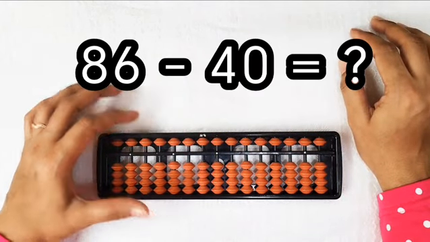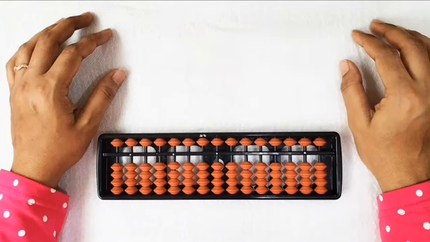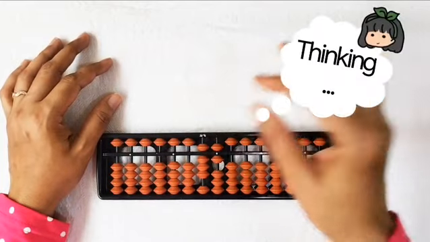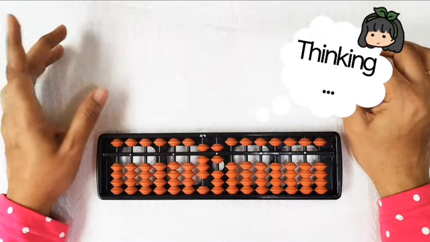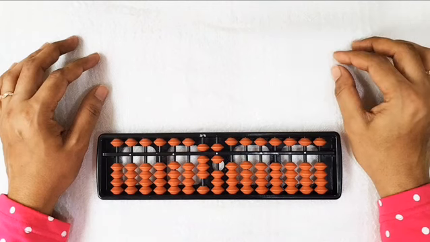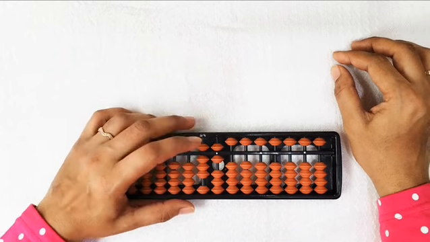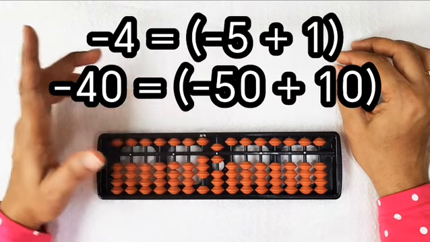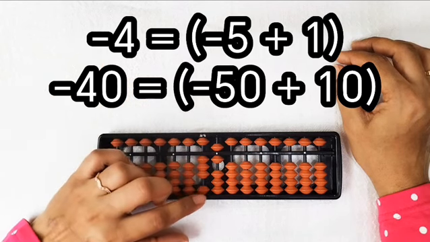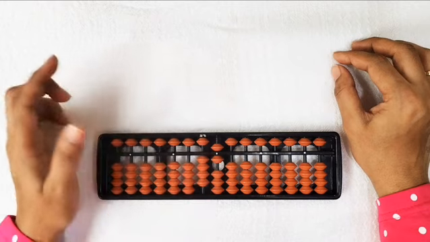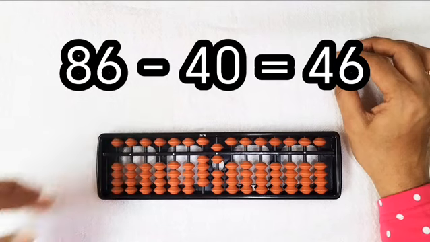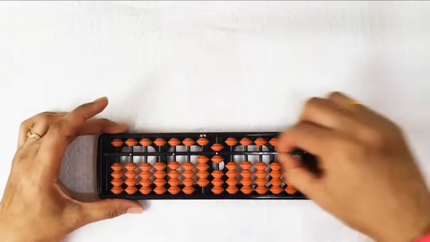86 less 40. 86. First place the number 86. Less 40. How will I do this? Okay. Less the boss 5 and add 4's friend. That is 1. So my answer is 46. Next one.